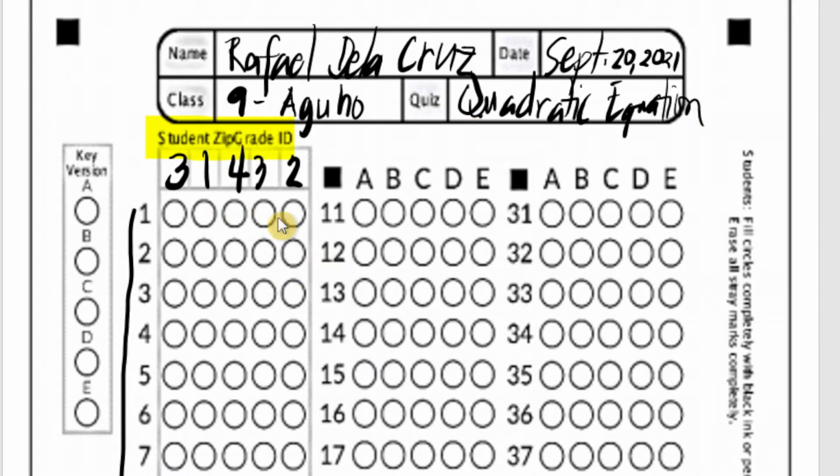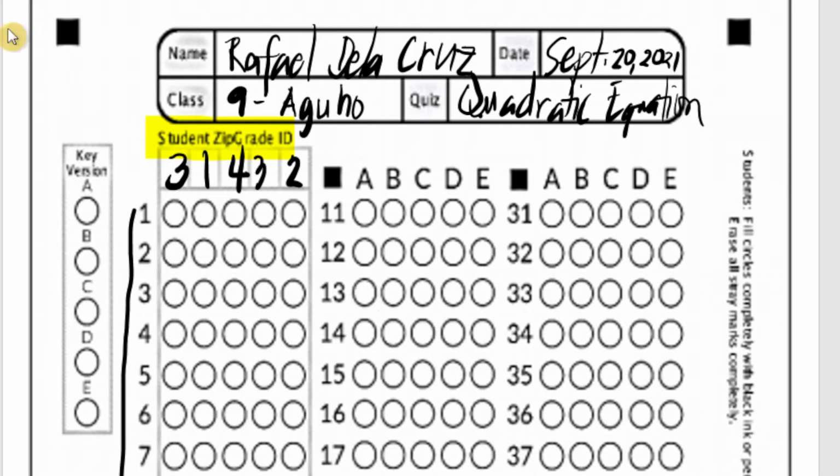Now how do we use this part here? Since your subject teacher gives you your zip code, for instance 3143, take note this one is applicable to all subjects that you have. Take note of your zip grade code, or Zipgrade ID, because it will be used all throughout your subjects. So how to do this one?